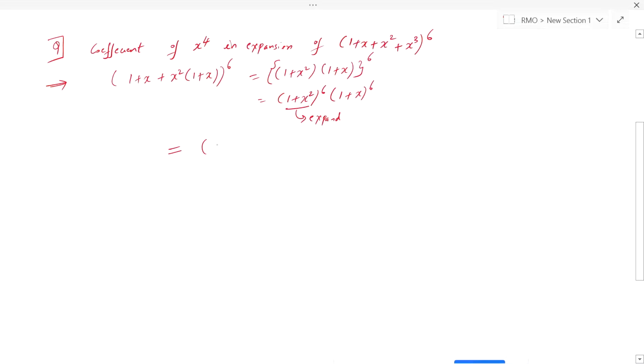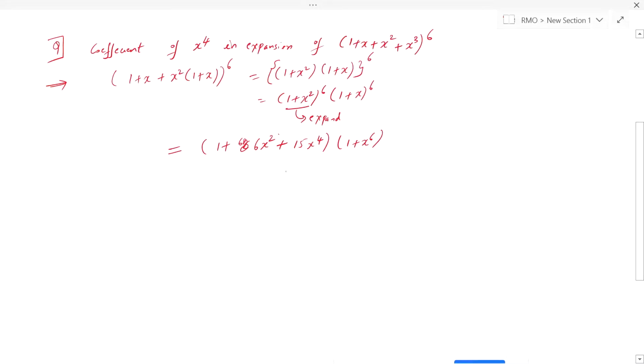Step is 1 plus x square into 1 plus x. So 1 plus x raised to 6, 1 plus x square raised to 6. Okay, 1 plus x square raised to 6 is expanded to 1 plus 6x square plus 15x raised to 4, dot dot dot, but we don't require further terms. Perfect. This much is correct. And then multiply.